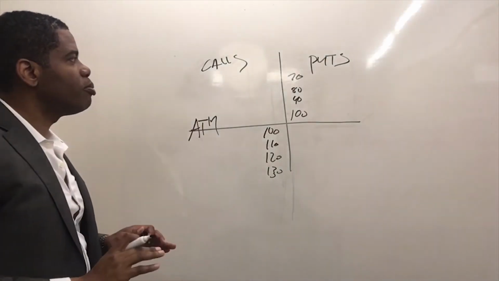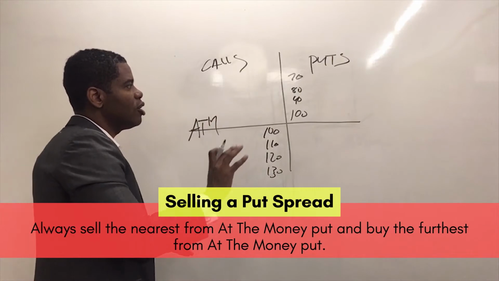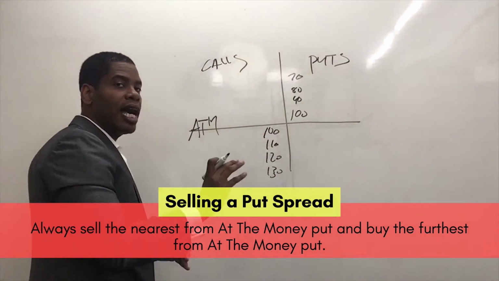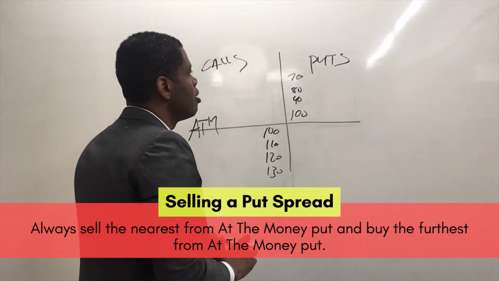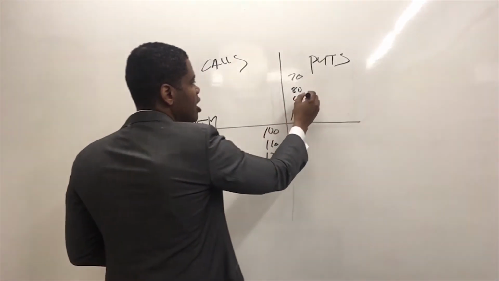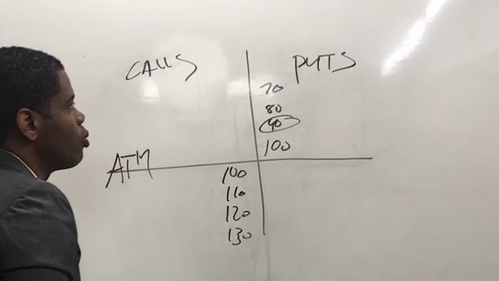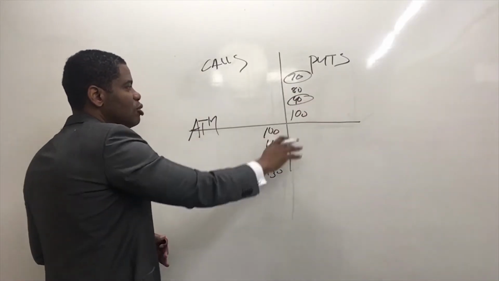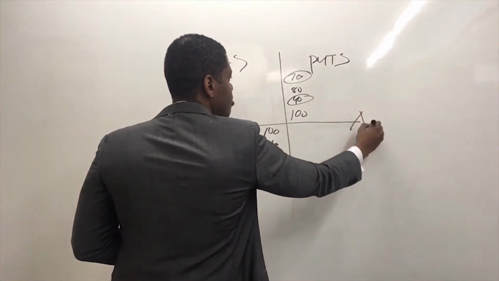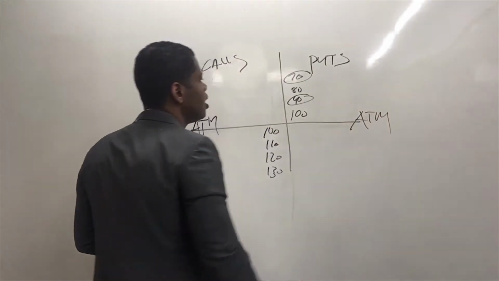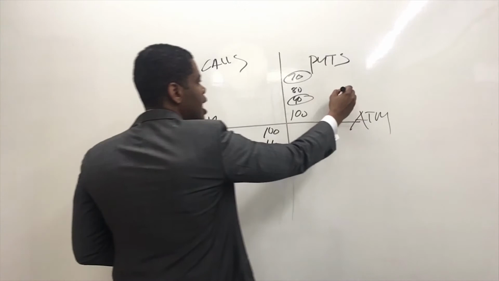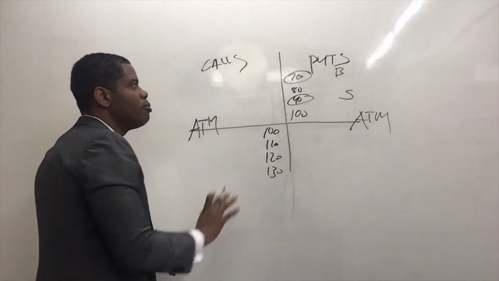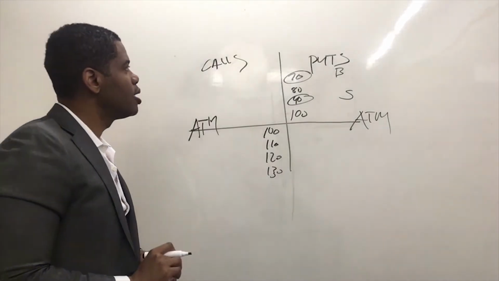When you're selling a put spread, you always sell the nearest to at the money put and buy the furthest from at the money put. In this case, we're going to sell the 90 and buy the 70. The 90 is the strike that's closest to at the money. This is the at the money line, as we discussed. So I'm selling the 90 and buying the 70. This is a 20-point wide put spread.